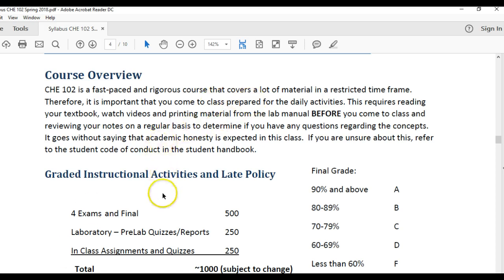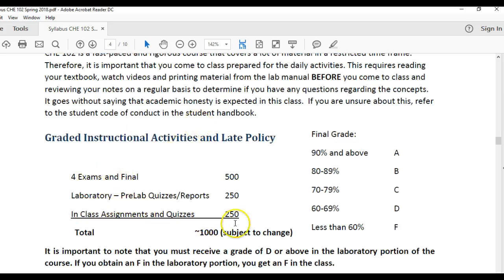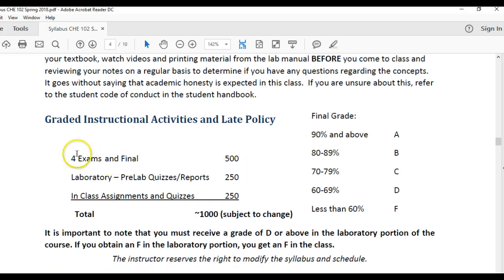You can read everything here. Academic honesty is expected in this class, of course. This is the breakdown of the course. There are going to be 5 exams: 4 exams during the semester, and then 1 final exam, which is mostly the last 2 chapters, but a very small portion of it is going to be cumulative. I'll show you that in the syllabus.